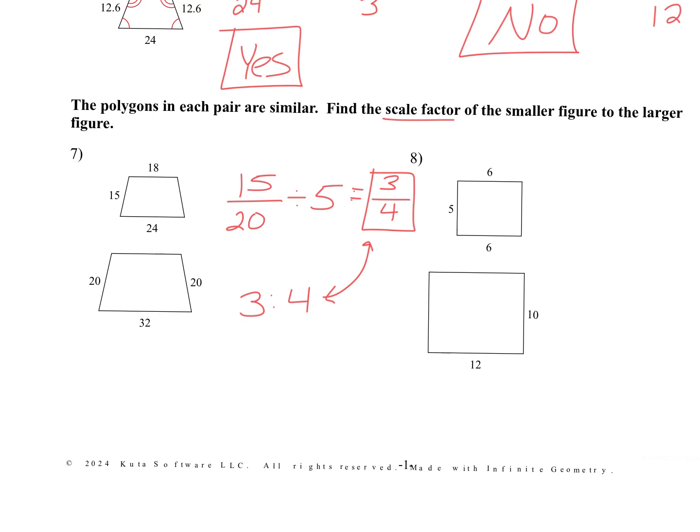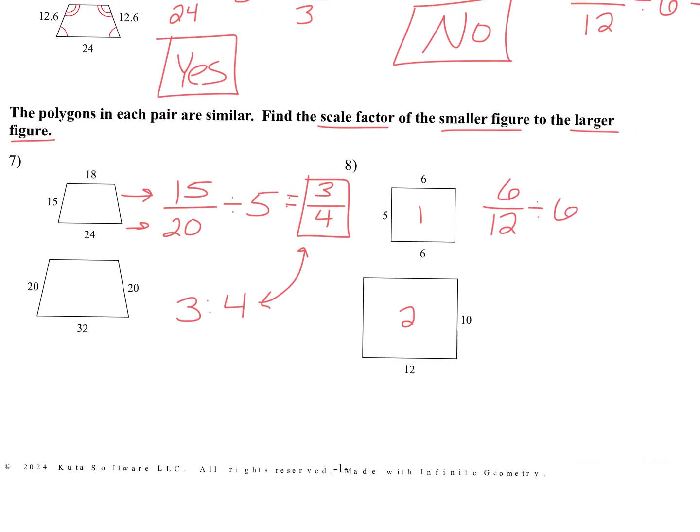So, another thing I should have pointed out before we did that, it wants smaller to larger. So that's why we put the smaller one on the top and the larger one on the bottom. With that in mind, on number 8, which one's the smaller figure? The top one, the bigger one's the bottom. What's a ratio I can make? Yep. 6 and 12, what can I reduce that by? Divide by 6 to get 1 over 2. You could have also done 5 and 10. And remember, the answer key has it written in that form, but it's the same thing.